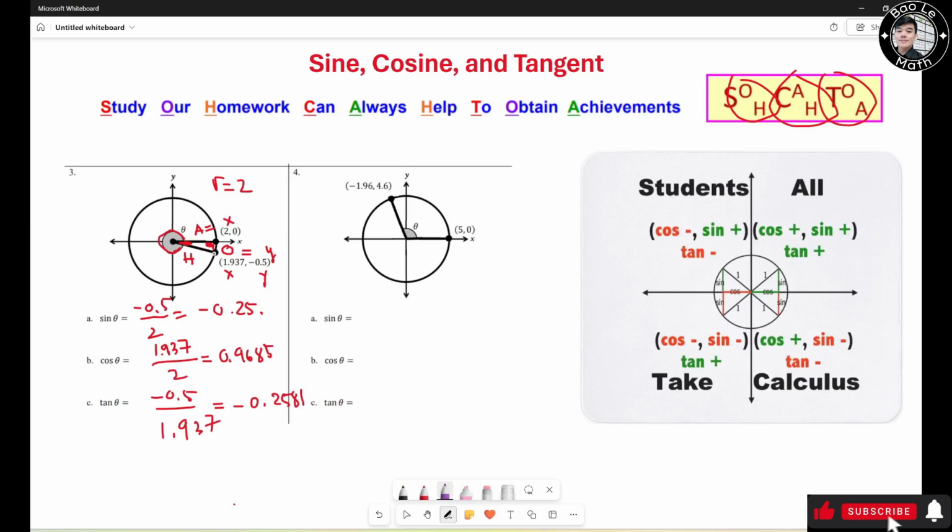Alright, so now we check our work, right? The points stay on the 4th quadrant, only cosine positive, right? The rest should be negative. Cosine positive, good. This guy negative, good, this guy negative, good. Alright, now the last one.